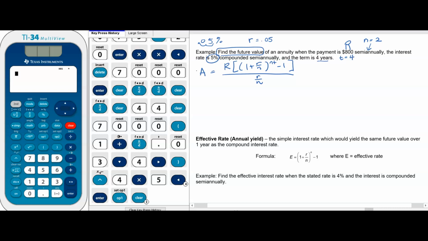So we're going to go ahead and plug in all those numbers. And just keep in mind, the brackets are the same thing as parentheses. I know sometimes it's easy to get tripped up and think, oh, these mean different things.